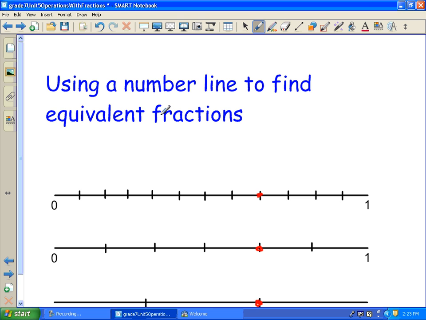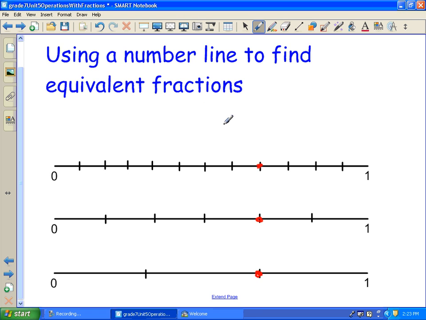Now you can use a number line in order to find out equivalent fractions. I'm going to take these 3 number lines right here. And in this first one, I've got 1, 2, 3, 4, 5, 6, 7, 8, 9, 10, 11, 12. So this is 1/12. This would be 2/12. This would be 3, 4, 5, 6, 7, 8/12 that this red dot is on.